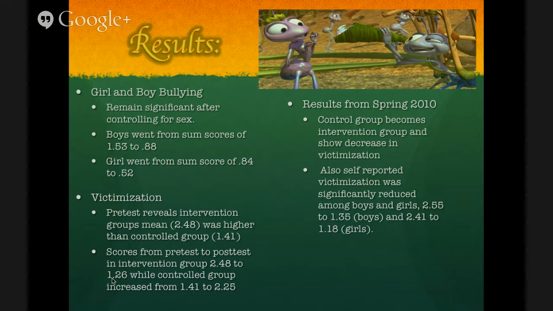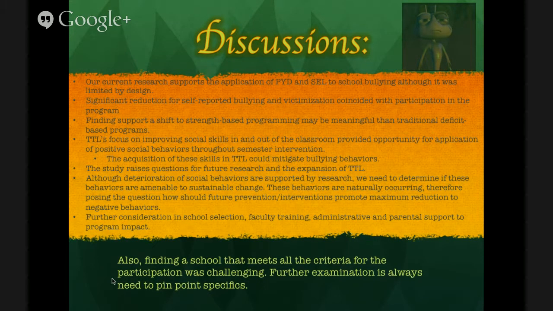However, when the control group began their intervention, decrease showed in the girls and the boys and in victimization. Victimization was significantly reduced among boys and girls, that went from 2.55 to 1.35, and in the girls it went from 2.41 to 1.18. So what did we learn from this study?